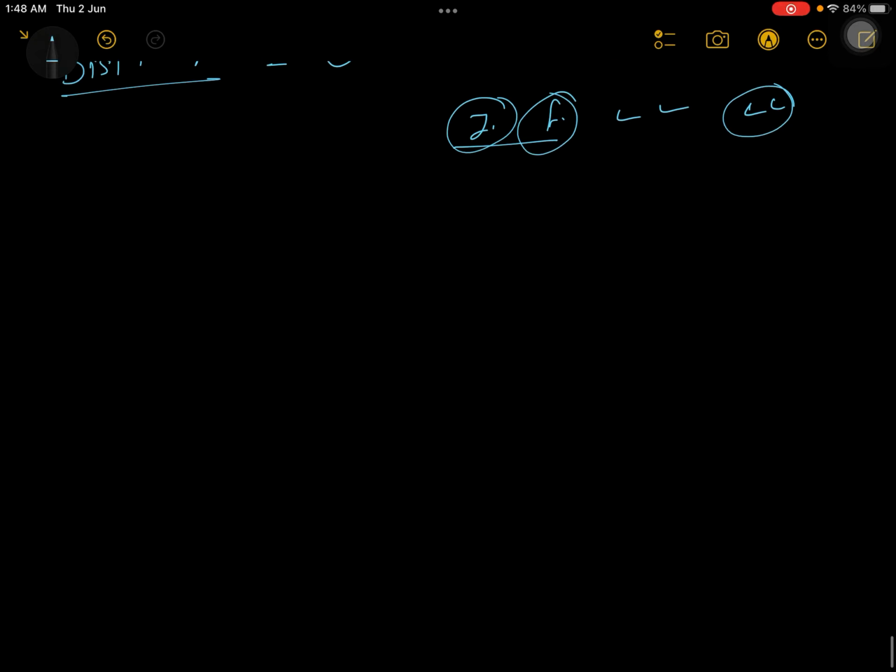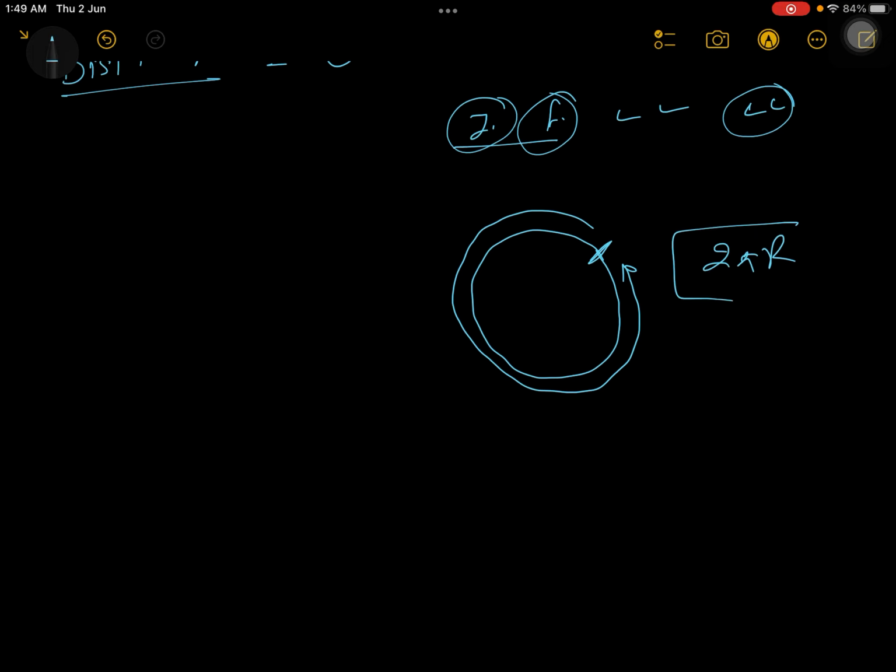So what are the main things you should know from here? If you have a circle, and you start from here, go complete and land here again, whatever total length you are covering, that length is 2 pi r. But if you travel only half distance, started from here, landed here, then only pi r. How pi r? Because I am dividing the total by 2.